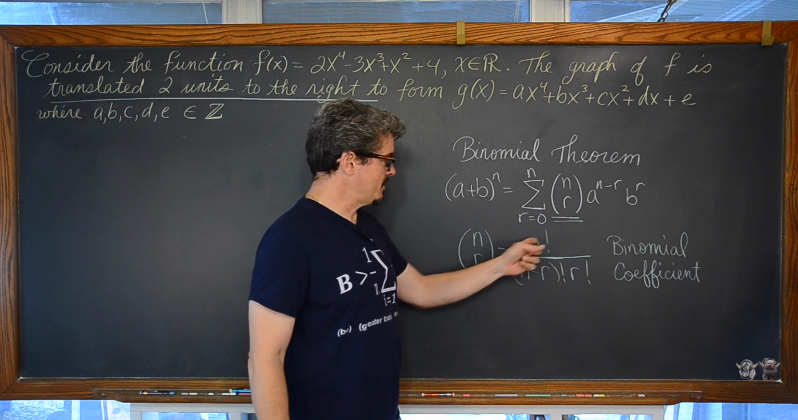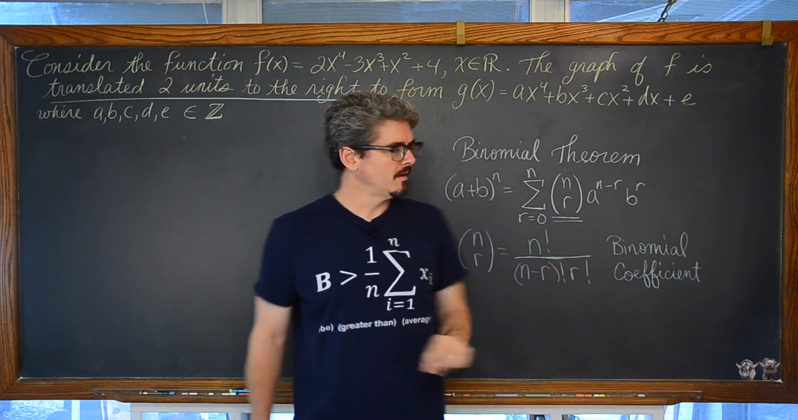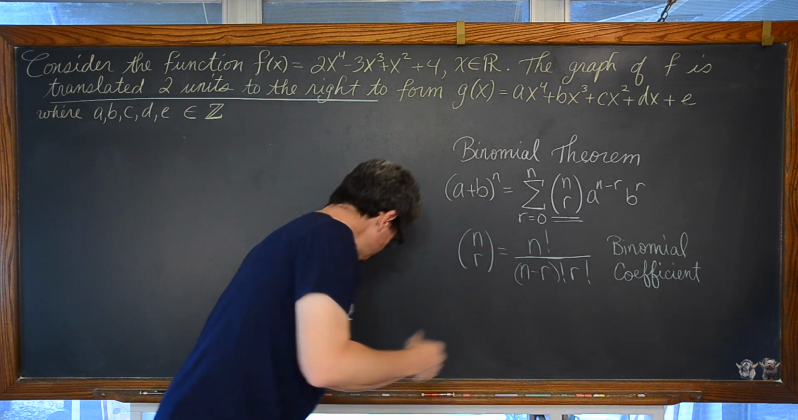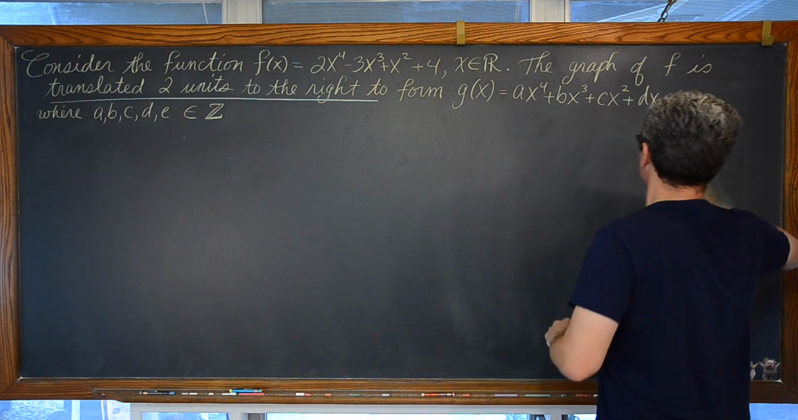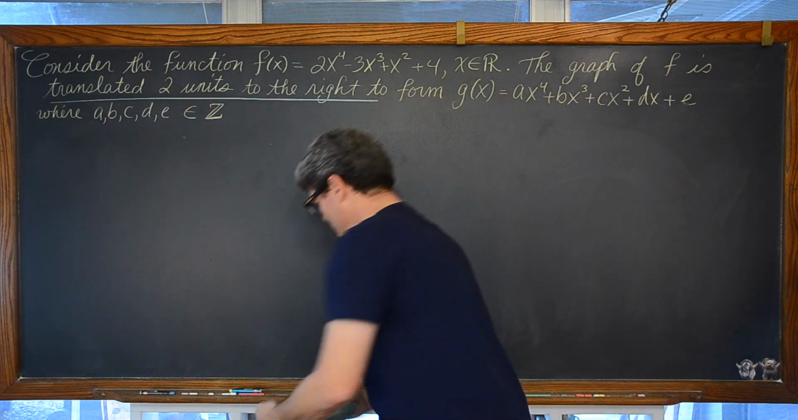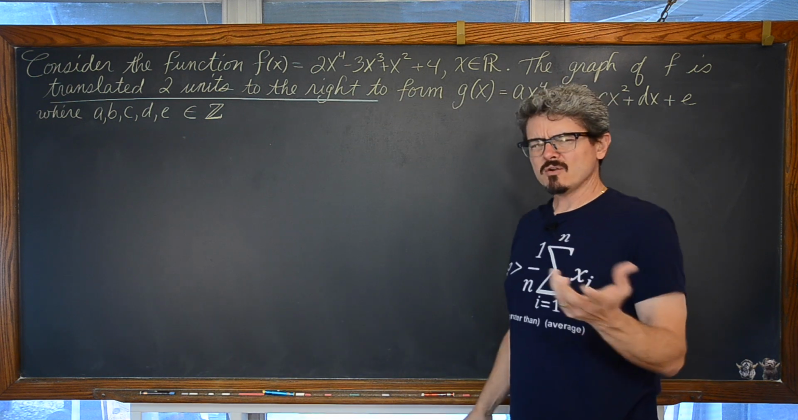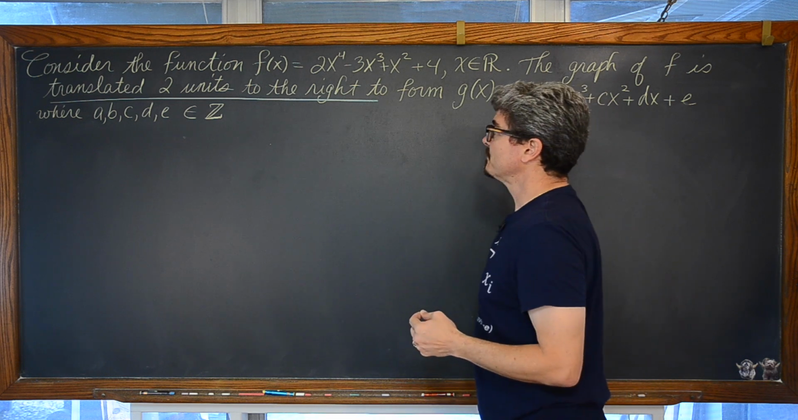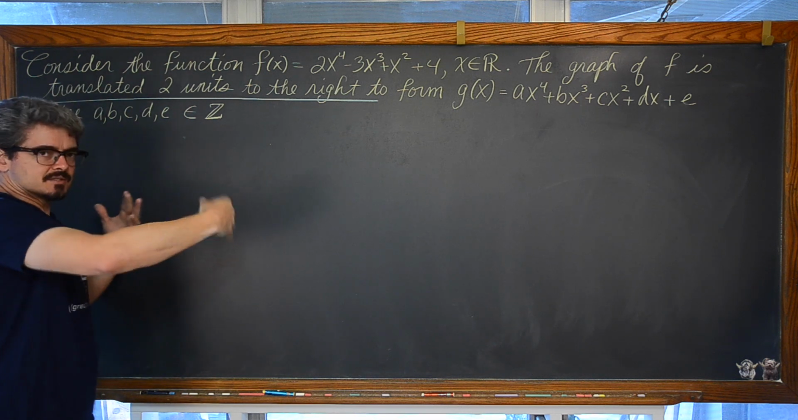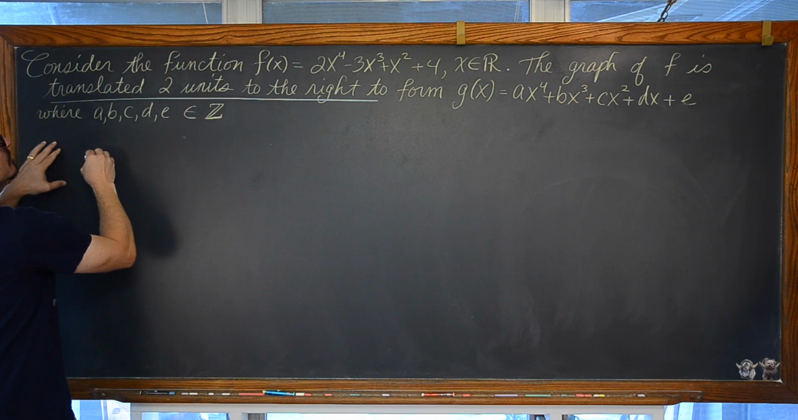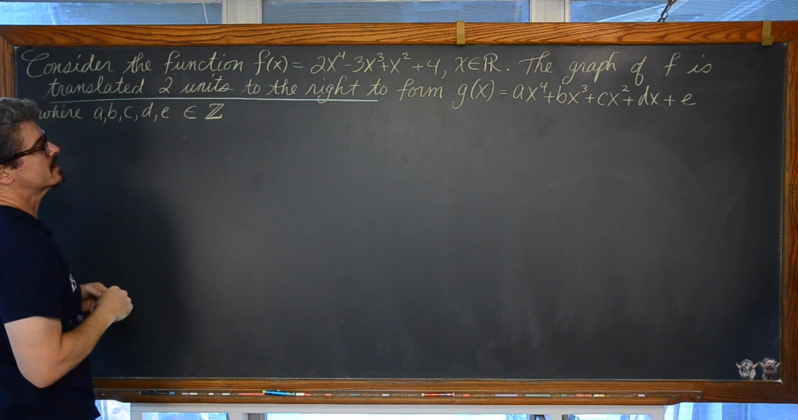N choose r is equal to n factorial over n minus r factorial times r factorial. Now, this is a wonderful tool, and you use it specifically when you're only asked to find one term or a couple of terms of an expansion of a binomial. But especially when you first started learning your binomial theorem, a lot of your questions were done with Pascal's triangle, which is what we're going to want to do with this one. We're going to, in essence, use the binomial theorem, but really use Pascal's triangle to replace that binomial coefficient part of that sigma notation.